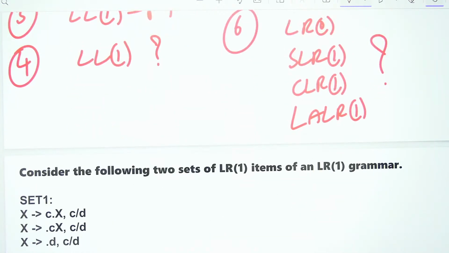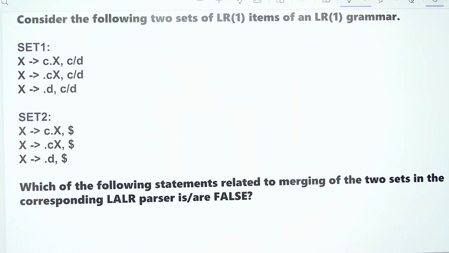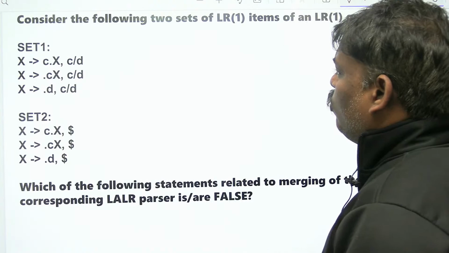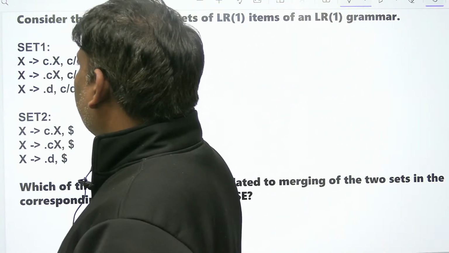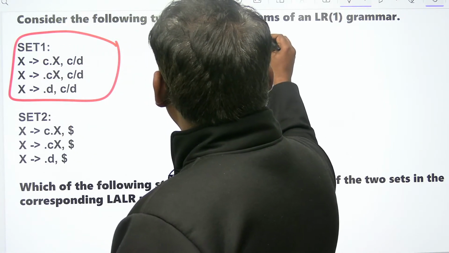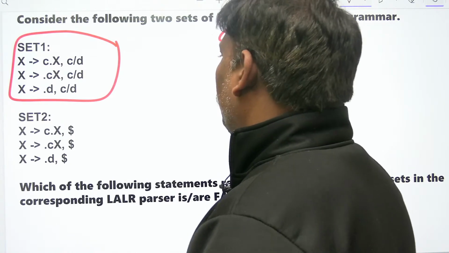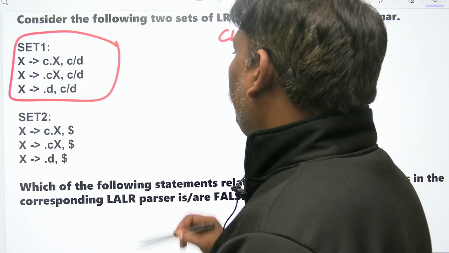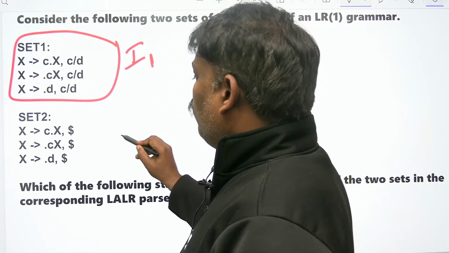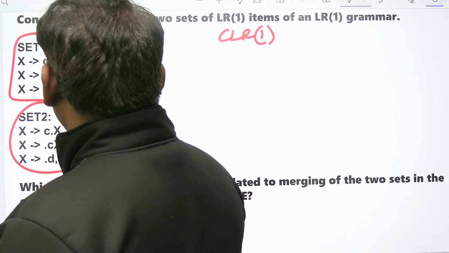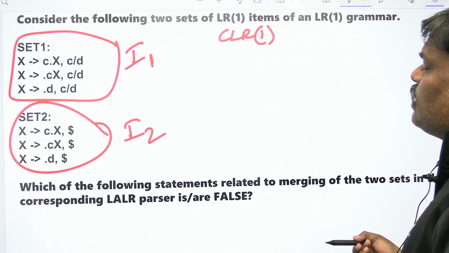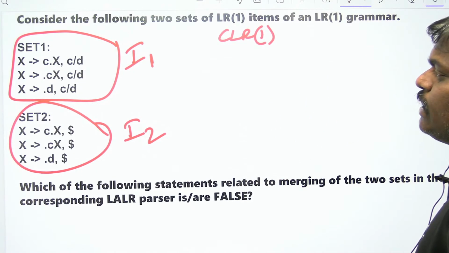Please be careful. Next one. To explain that, I give one more example. See, 2 sets are there. One more problem I want to explain, so I am explaining now. It is set I1 of CLR1, one of the states. Assume I2 is one more set. These are the 2 states of CLR1.